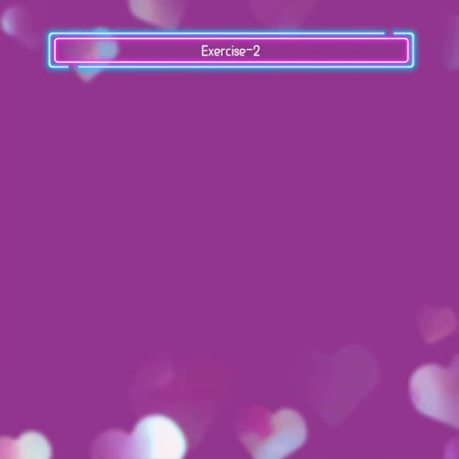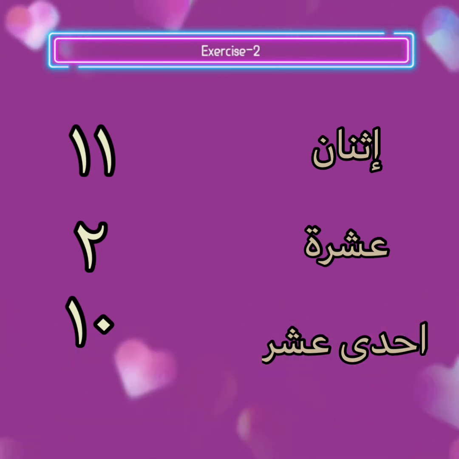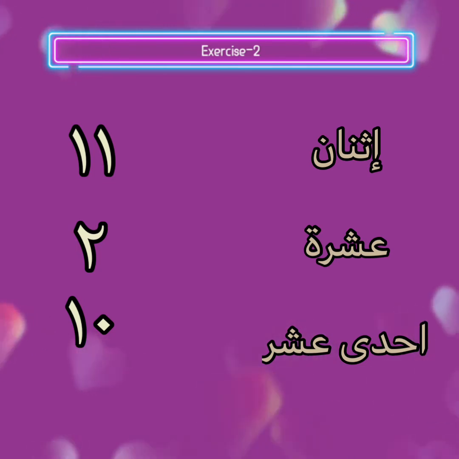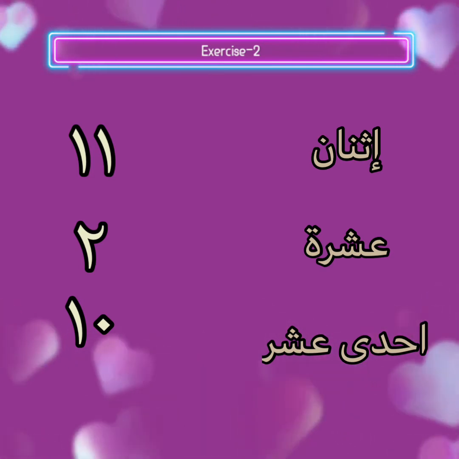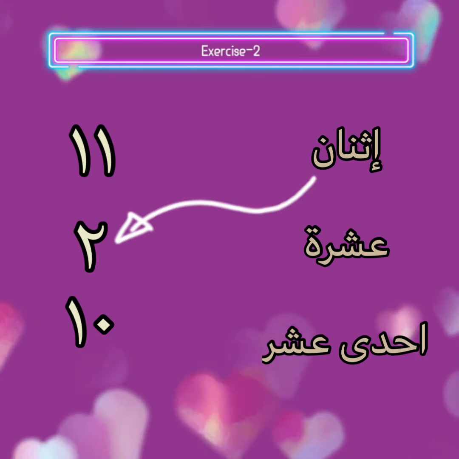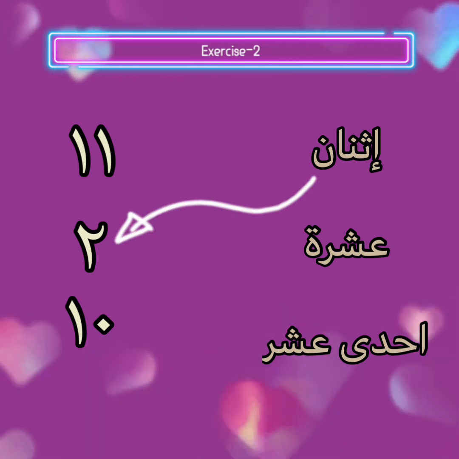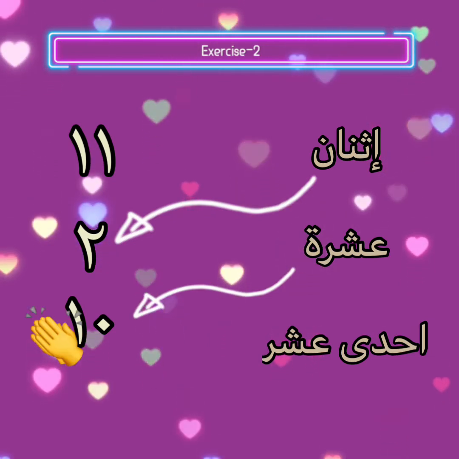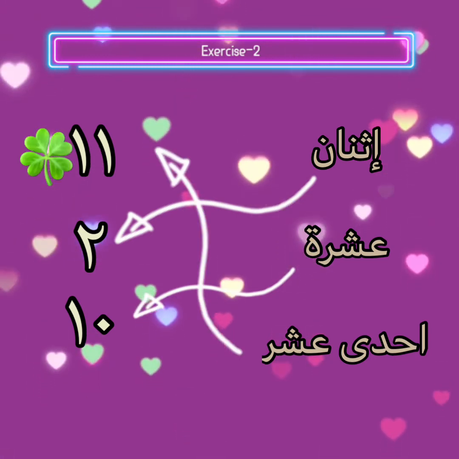Let's move on to exercise number 2. In this exercise, I want you to match the numbers that you see on the screen with the word that is next to it. Pause the video and have a go. Now we have on our left side number 11, and next to it says اثنان. Please give a thumbs up emoji in the comments if you got this answer right. The below is 10. 10 is this answer. Put a clapping hand emoji if you got this answer right. Moving on to 11, our last choice. Put down a clover if you got all the answers right.